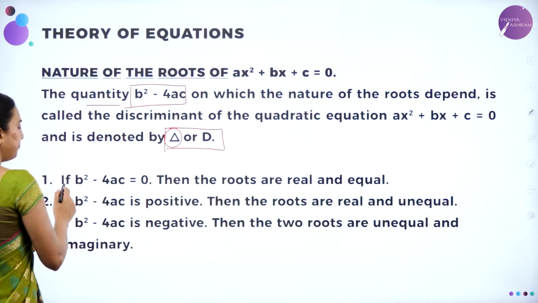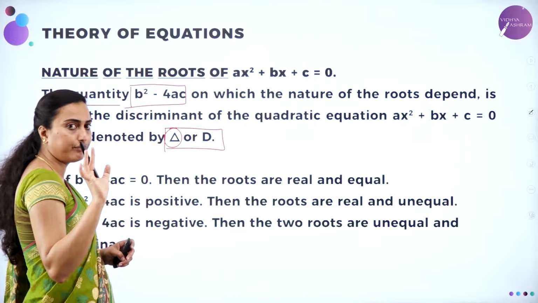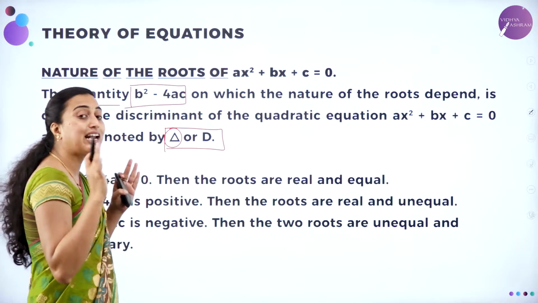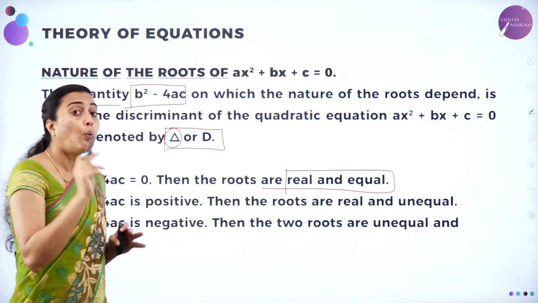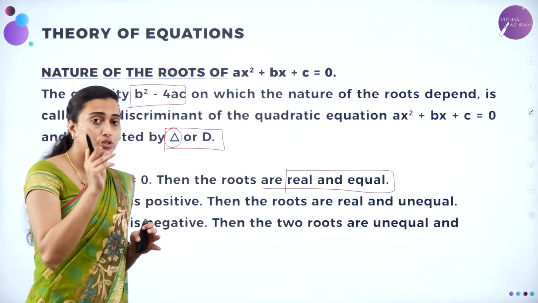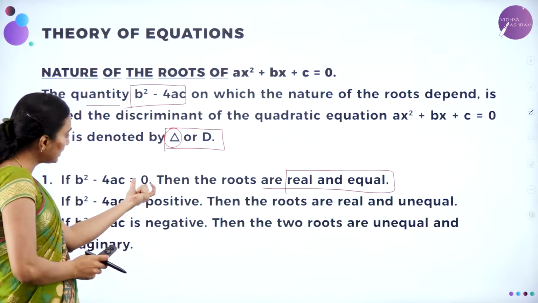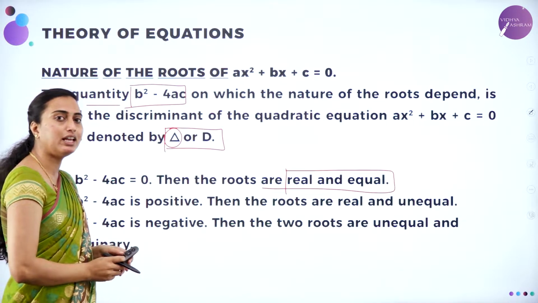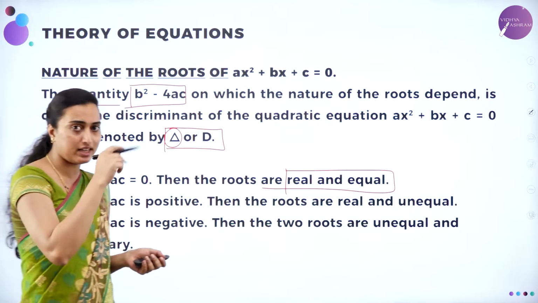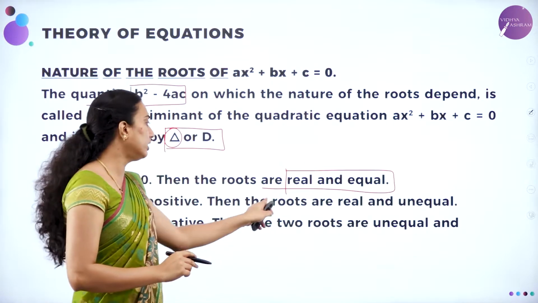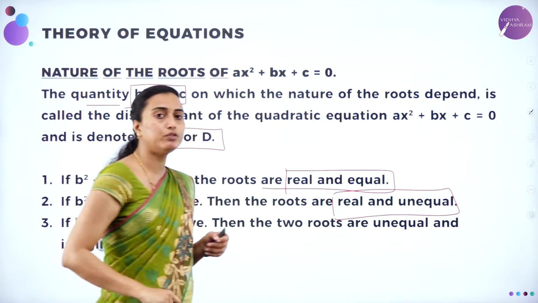And here, if b squared minus 4ac is exactly equal to 0 after solving, the roots are real and equal. If they ask you what will be the nature of the roots without solving the equation, you are going to use this formula, b squared minus 4ac. If that is equal to 0, then the roots are said to be real and equal. Suppose b squared minus 4ac is greater than 0, that means positive, then the roots are said to be real and unequal. Don't get confused between these.